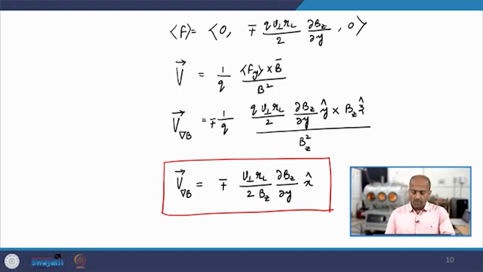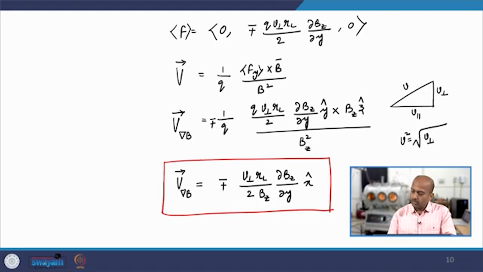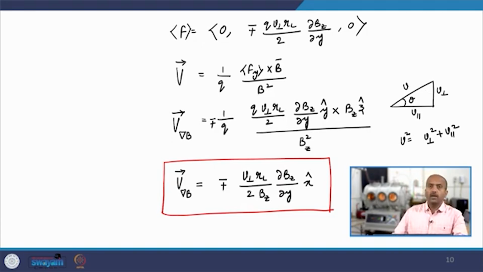You see, what do we have? We have a velocity which is appearing in the left hand side. V perpendicular is the perpendicular component of the velocity. You have V, this is the perpendicular component, this is the parallel component. V is equal to the square root of V perpendicular square plus V parallel square. Now the important point here is this velocity is along the x cap direction. It is not in the z or in the y.